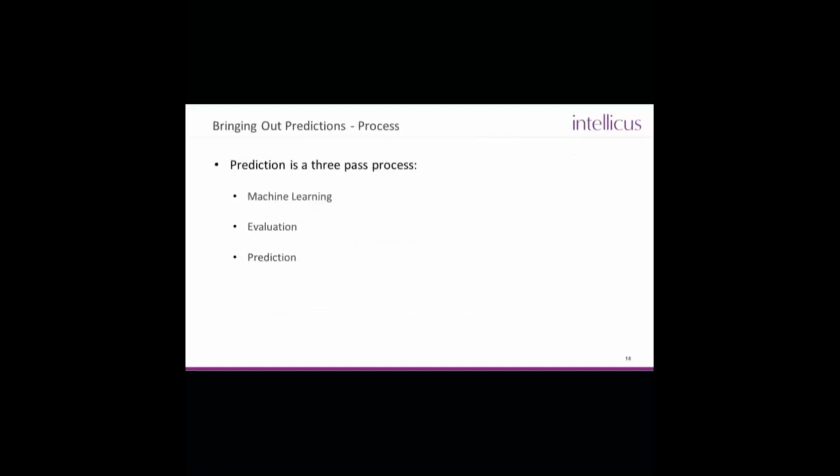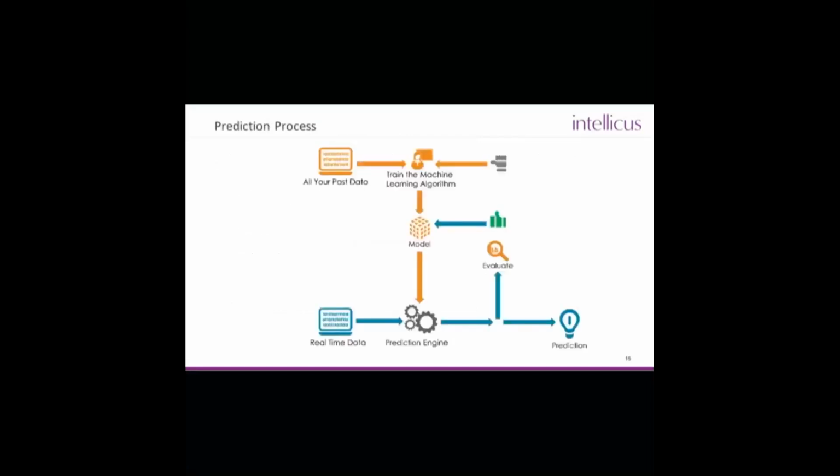Now let's talk a little bit about the process here. It's a 3-pass process. The idea is that it involves machine learning, of course. It involves the evaluation or testing if the learning process is accurate, and then using the models to predict. So let's take a look at how this works. And I'm going to call on Rajesh because he can explain this so much better than I can, and then I'll come back and give you an example of how we use this process.